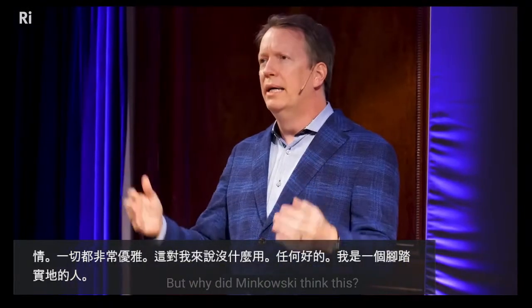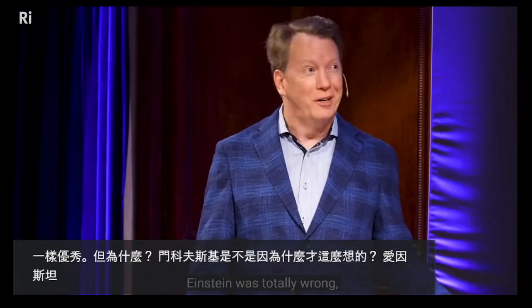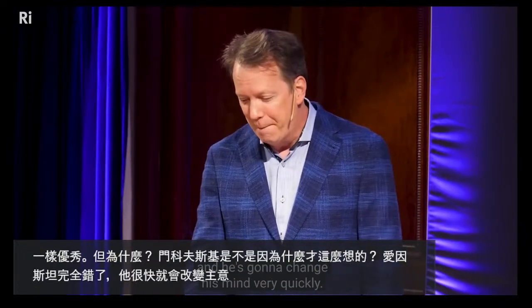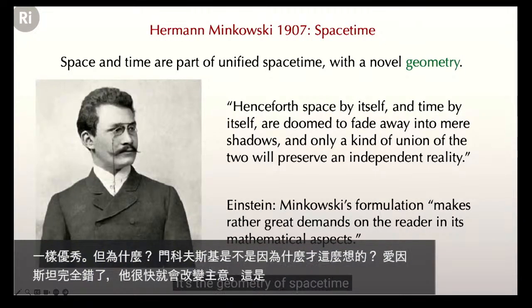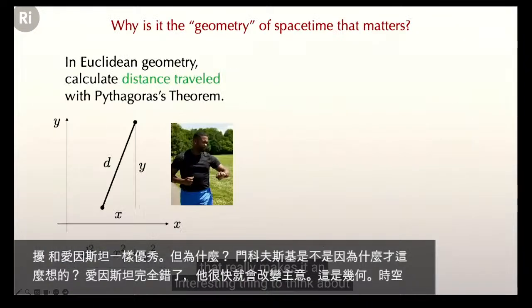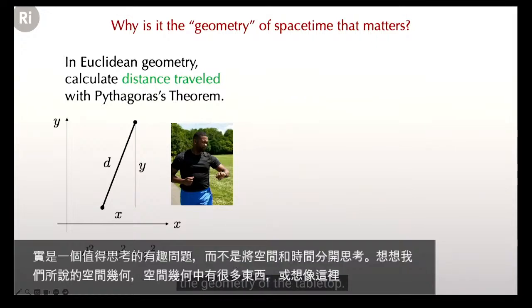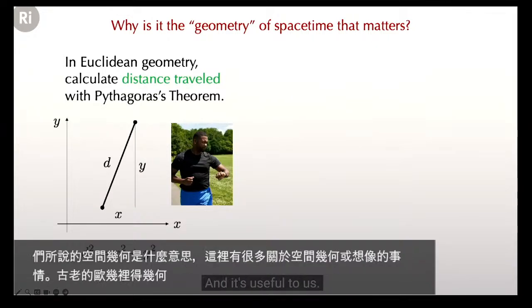But why did Minkowski think this? Because guess what? Einstein was totally wrong, and he's going to change his mind very quickly. It's the geometry of space-time that really makes it an interesting thing to think about, rather than space and time separately. Think about what we mean by the geometry of space. There's a lot going on in the geometry of space. We're imagining here good old Euclidean geometry, the geometry of the tabletop. And it's useful to us.